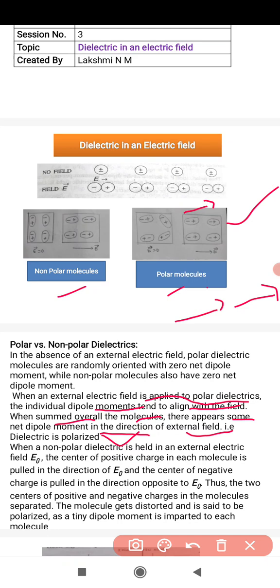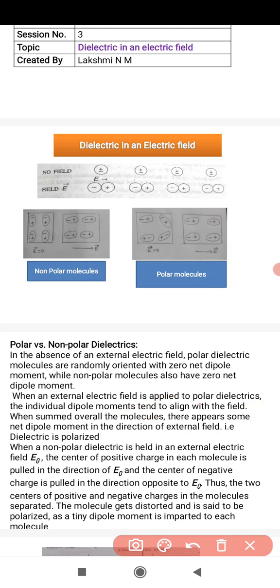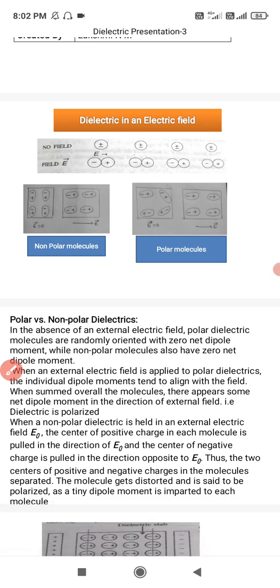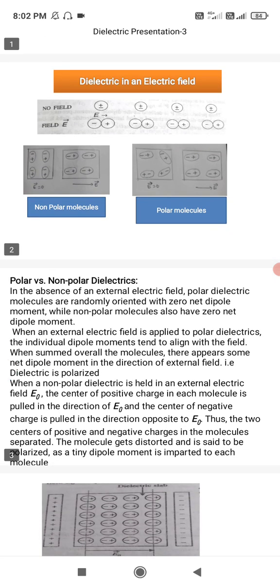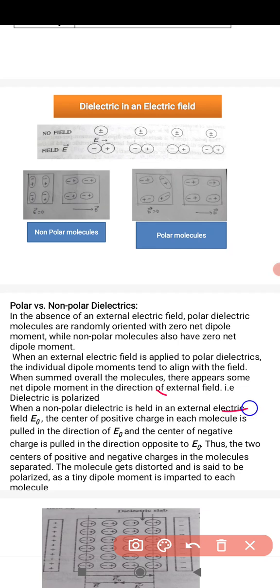In the case of polar molecules, after the application of the electric field, all the dipoles are orderly arranged in the direction of the electric field. It means the dielectric gets polarized. Next, we look at non-polar dielectrics in the presence of an external electric field.